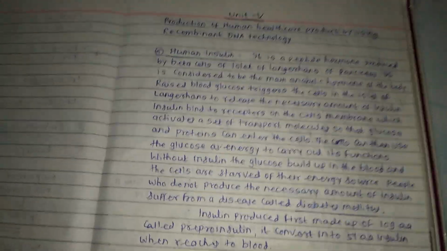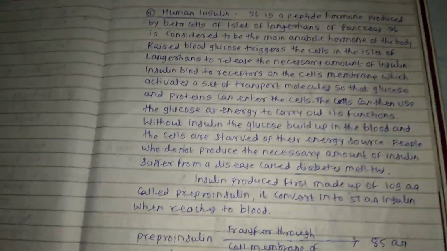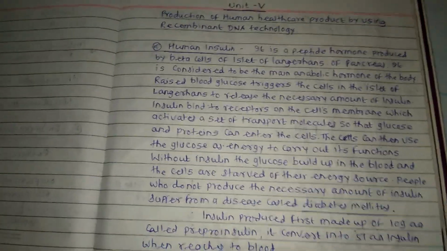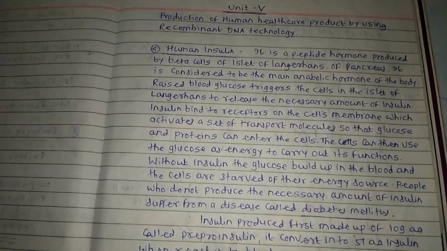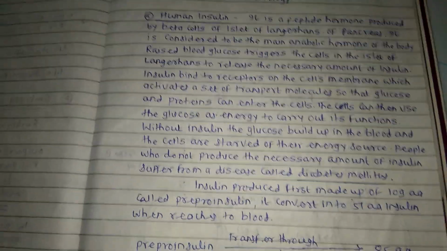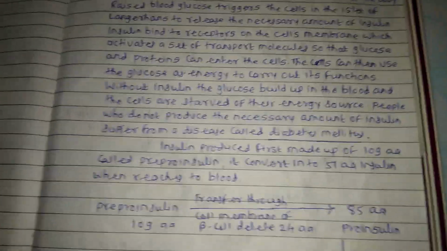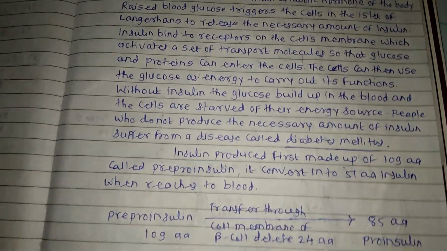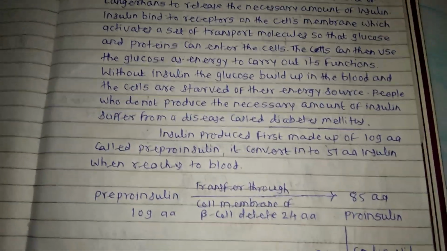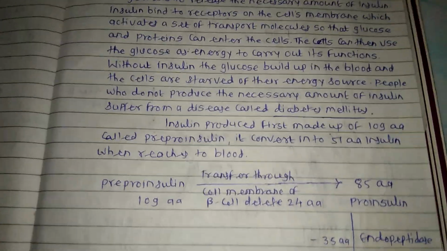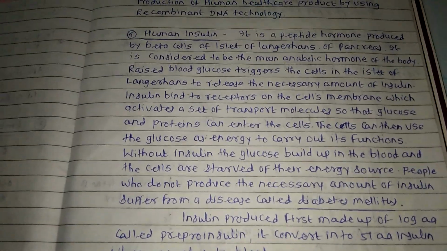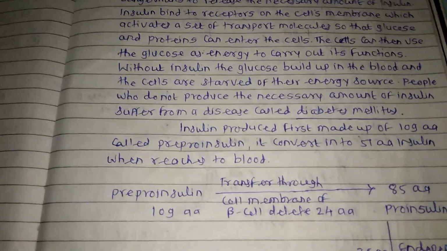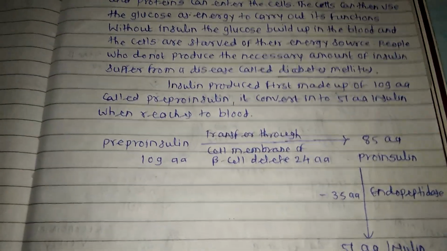This is some introduction about insulin, but here our heading is the production of human insulin by using recombinant DNA technology. As I said, the insulin which is injected in a diabetic patient to normalize the blood glucose level is produced in industry by the process of recombinant DNA technology.